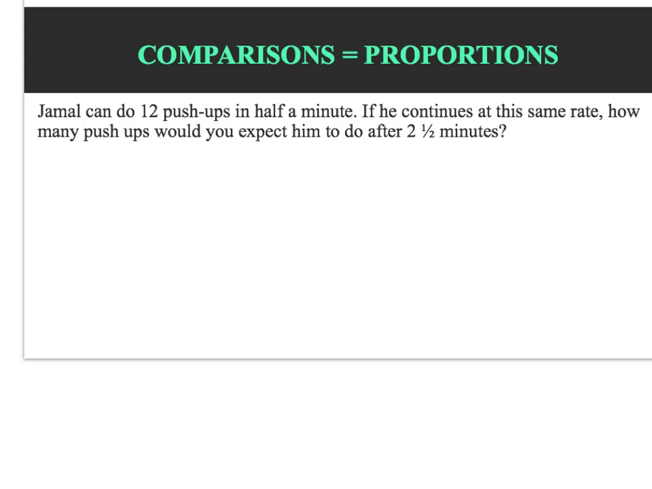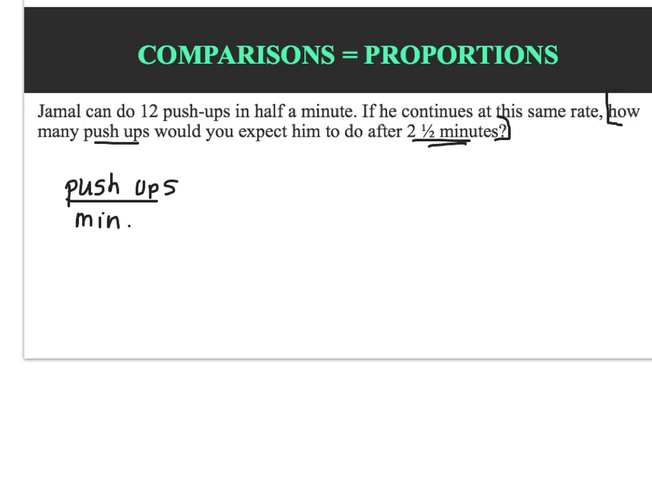Alright, read this first word problem and first just determine what two things you are comparing. What is the relationship in this proportion? Go ahead and write it out in words. Alright, so from the question, we're looking for how many push-ups you could expect him to do after 2.5 minutes. So it looks like I'm comparing how many push-ups he can do in a certain number of minutes. Go ahead now and actually fill in your numbers and solve.